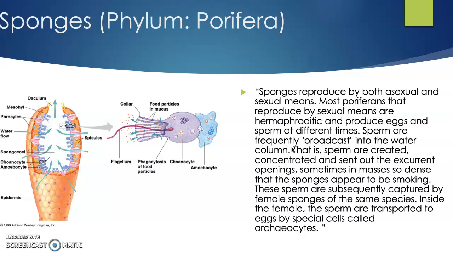A special form of reproduction that I would just like to touch base on is fragmentation. Fragmentation is a form of asexual reproduction that does not require any transfer of genetic information. Basically, this is a process of cloning, and sponges have become quite good at this.